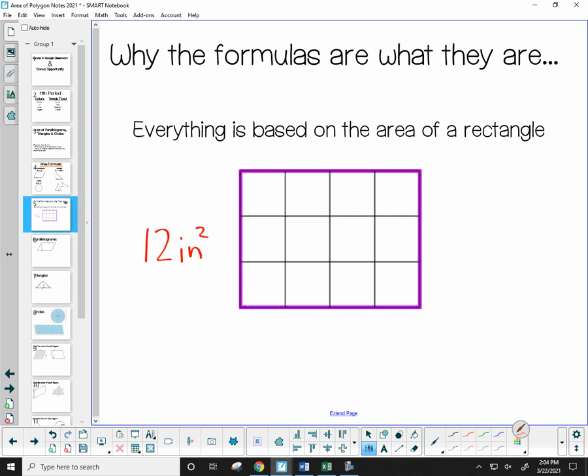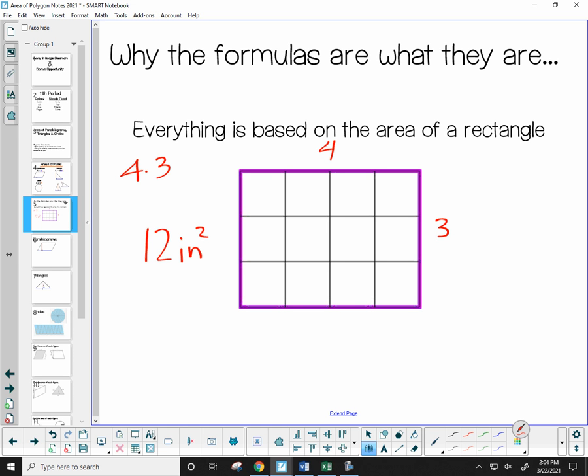As you got a little bit older, they started talking to you about these things called arrays and grouping them, right? And they said, okay, well, this is 4 wide and this is 3 tall, and I can actually just multiply those together instead of having to count out 1, 2, 3, and so on, right? So you said, hey, I can just take 4 times 3, and I can still get my 12 square inches. So that's where the area of a rectangle comes from.